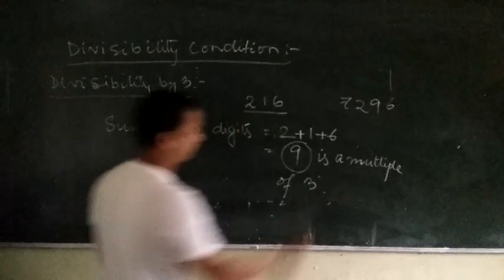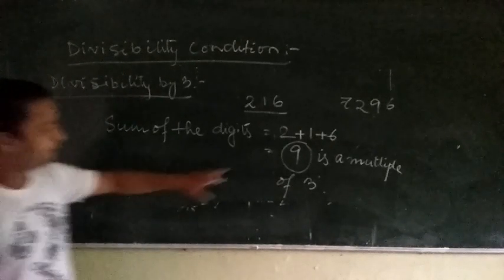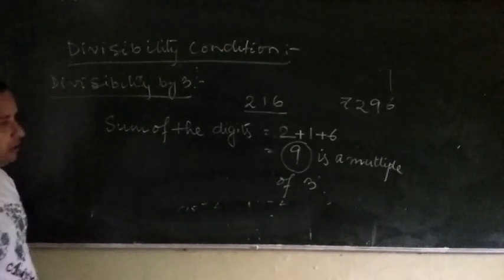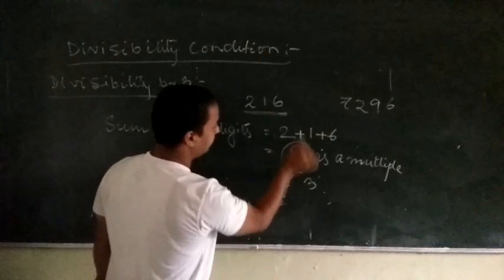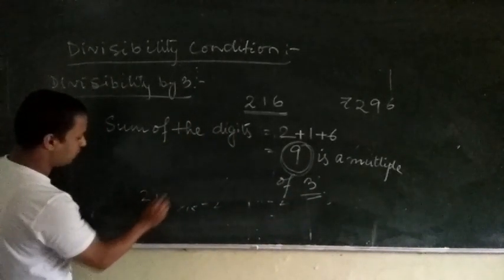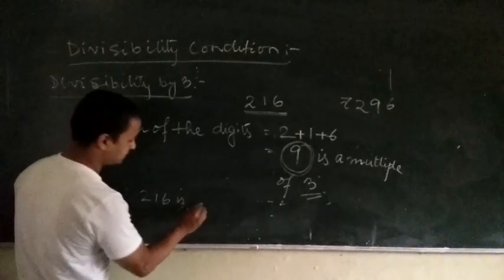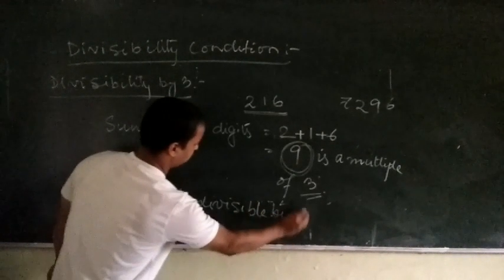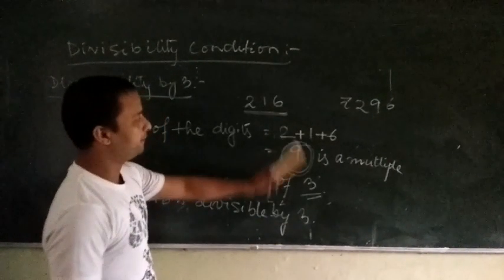Now you say 9. 9 is a multiple of 3. So, when the number you have got by adding the digits of the number is a multiple of 3, then the number will be divisible by 3. So here, for 216, after adding we have got 9, which is a multiple of 3. Therefore you can say that 216 is divisible by 3. Okay? So this is how a number is divisible by 3.